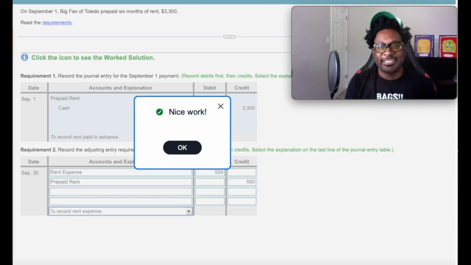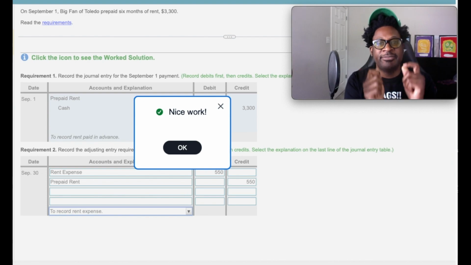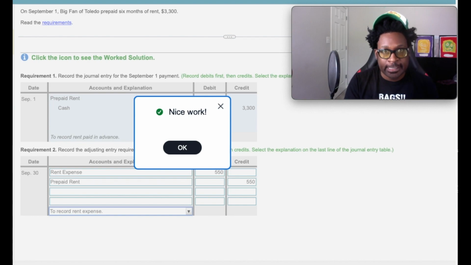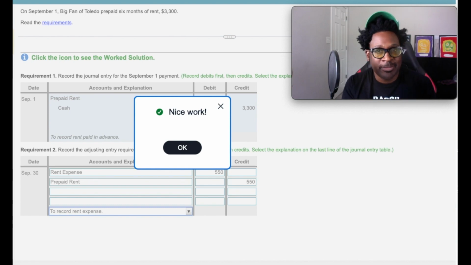Nice work, gang. So this is just a very quick illustrative example of how we go about recording initially the prepaids and adjusting them during the adjusting period. So hopefully that light bulb clicked in this show.